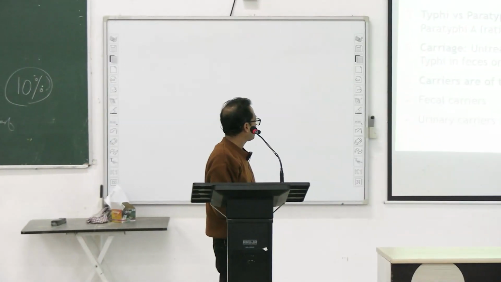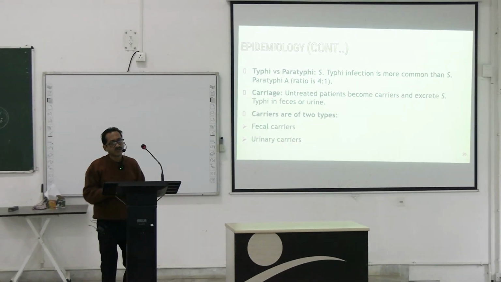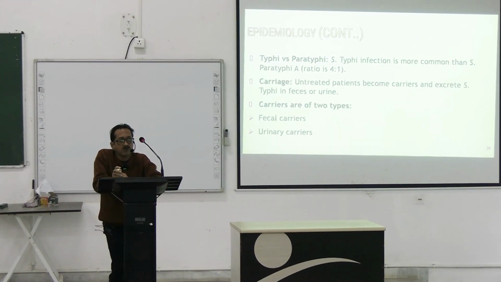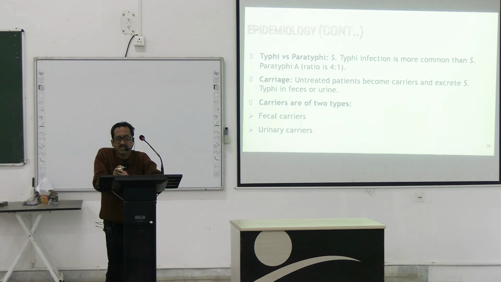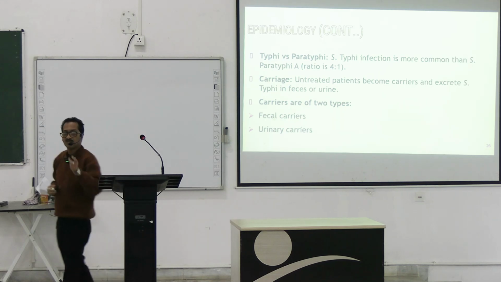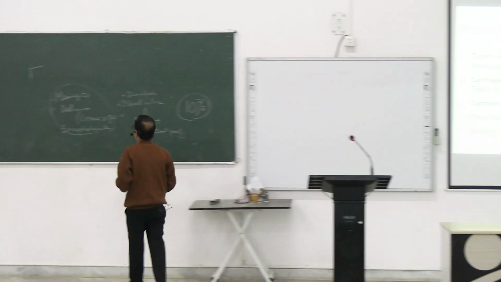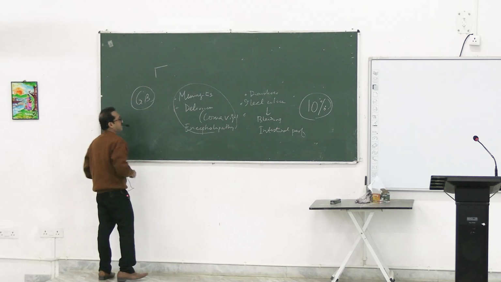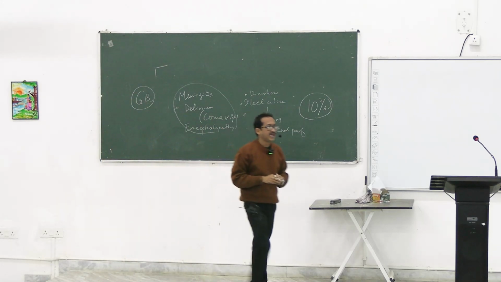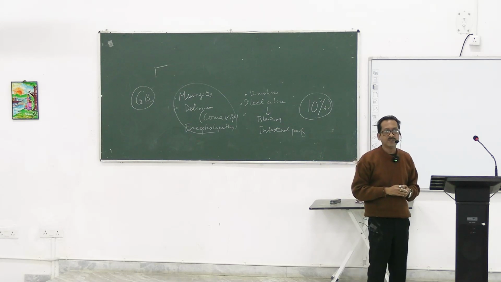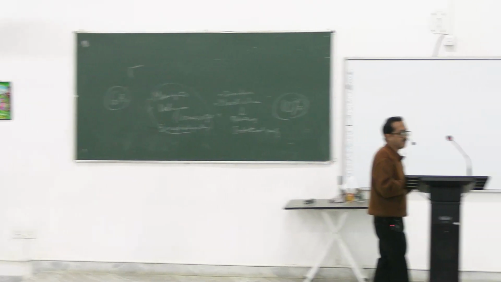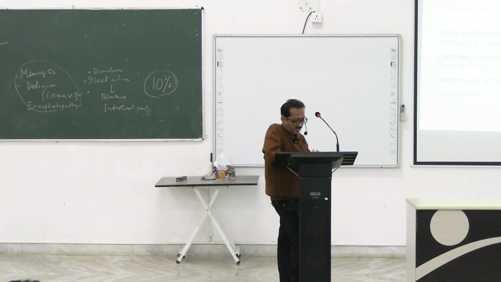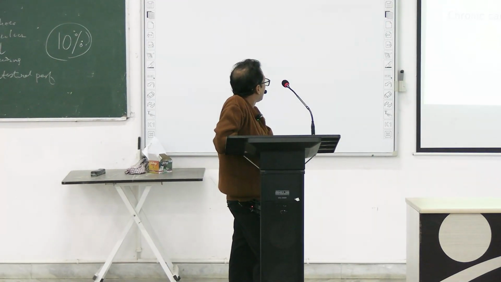Carriers are of two types: one is fecal carrier, one is urinary carrier. They carry it in their stool. Which is common, fecal carrier or urinary carrier? Fecal carrier is common and urinary carrier is rare. Why is fecal carrier common? Because Salmonella multiplies in the gallbladder, and from there it goes to the intestine and becomes a fecal carrier. An MCQ has come asking where multiplication happens after the carrier state: that is in the gallbladder. That's why fecal carrier is more common.